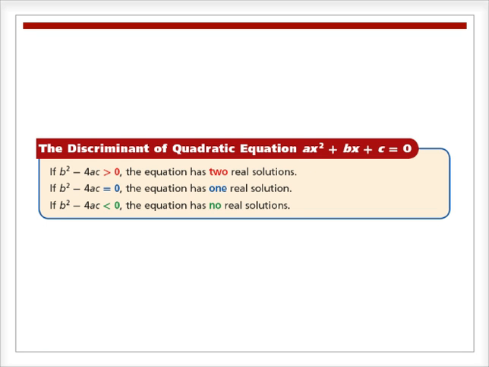Again, if it's greater than 0, there are two solutions. Equaling 0 is one solution, and less than 0 is no solutions. Take a moment to write this down.